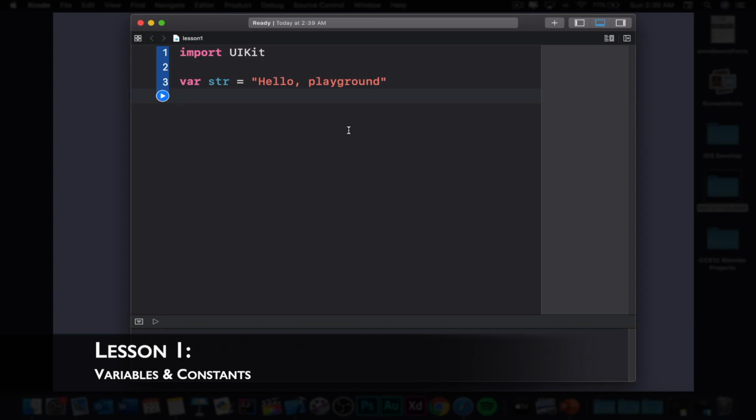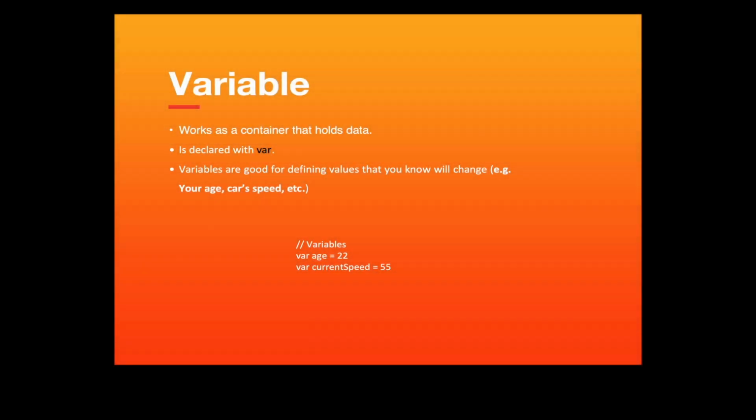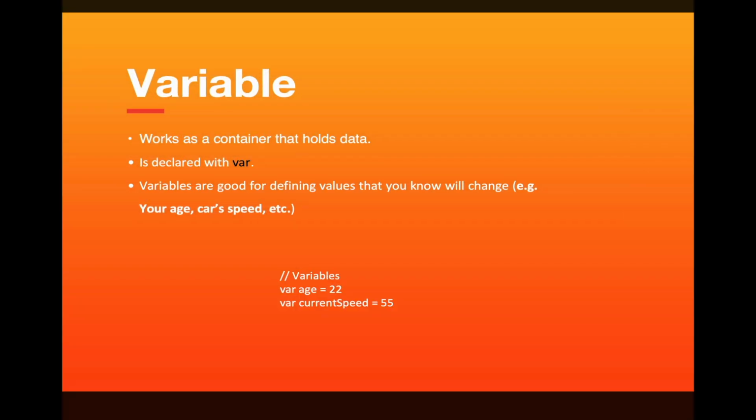Before we start coding, let's have a quick lecture on constant and variable. Variable works as a container that holds data. Let's just imagine a shoe box. We have a box and we have inside of our box the shoe. That's how variable works. And how do we declare it? When we want to create a variable or declare a variable, we need to use the keyword var, so we can tell the computer if it's a variable or constant.